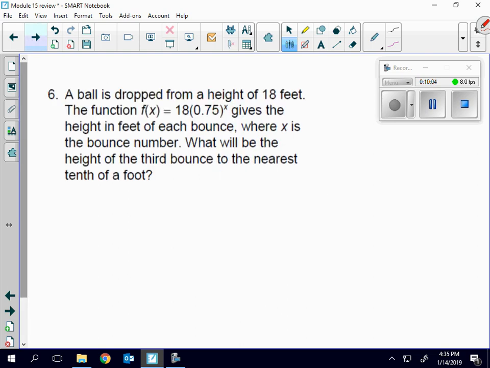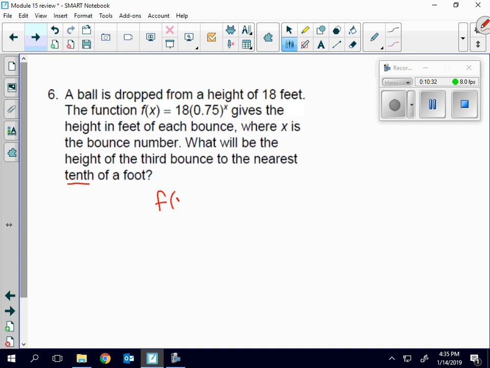All right, number 6. We have a ball that's dropped from a height of 18 feet. We have a function that gives the height in feet of each bounce, where x is the bounce number. What will be the height of the third bounce to the nearest tenth of a foot? So we're going to have to round at the end. So what do we need to know? Well, we need to know what we're going to plug in for x, right? Because we have our function.